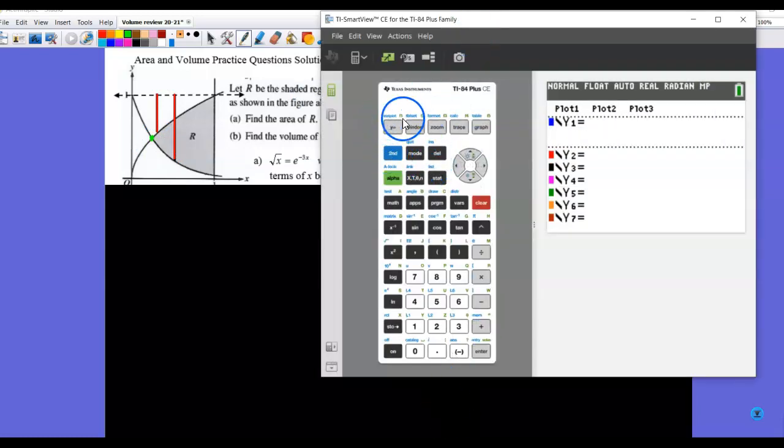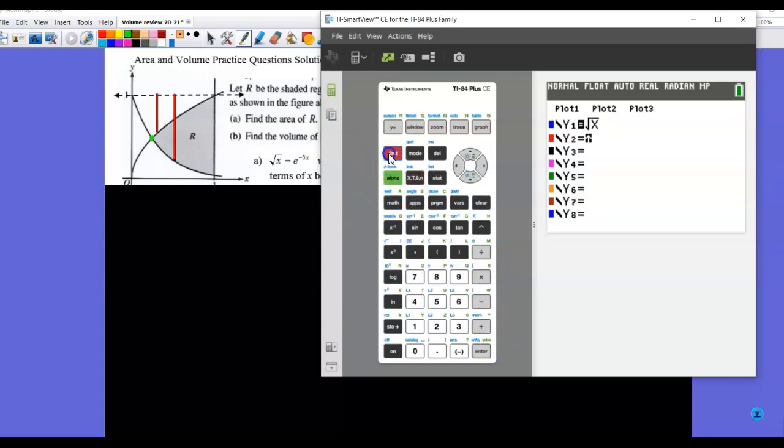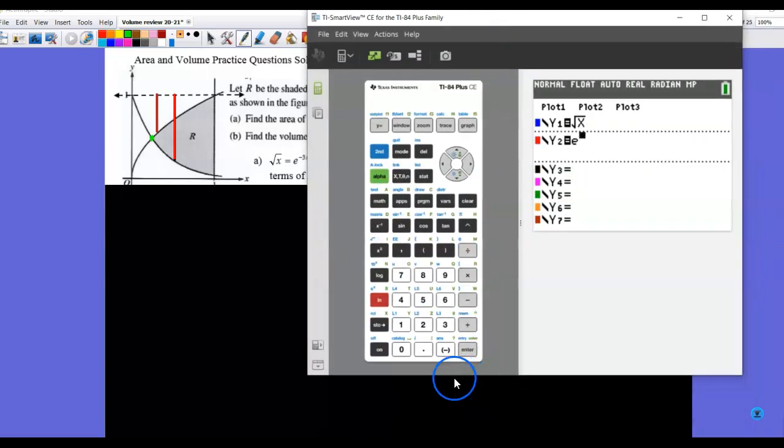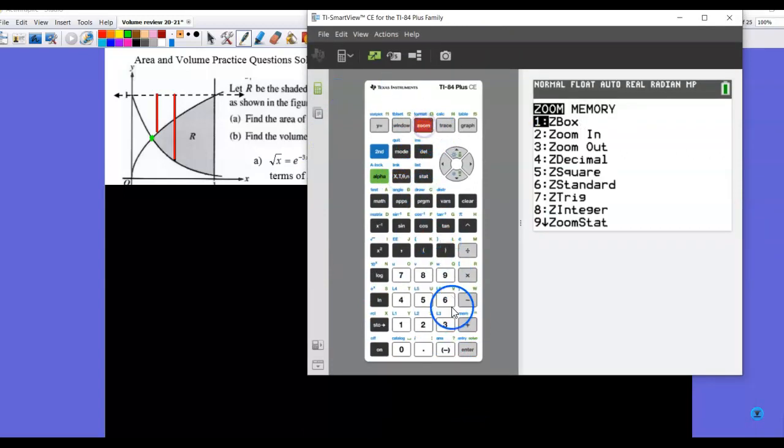I'm going to put in the 2 functions that they gave me. So y1 is the square root of x, and y2 is e, and there are a couple of places you can find the e. Right above the ln button is a good place to find that, and that was e to the negative 3x, yes. E to the negative 3x. And we do need to take a look at that.